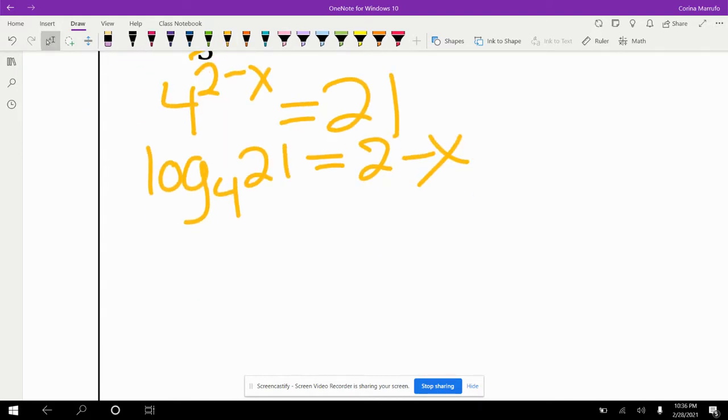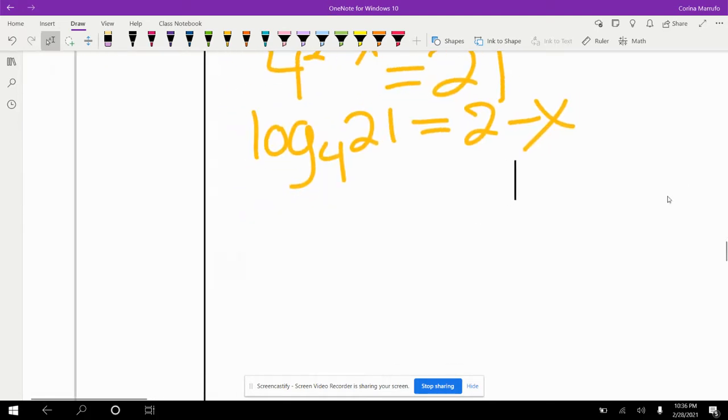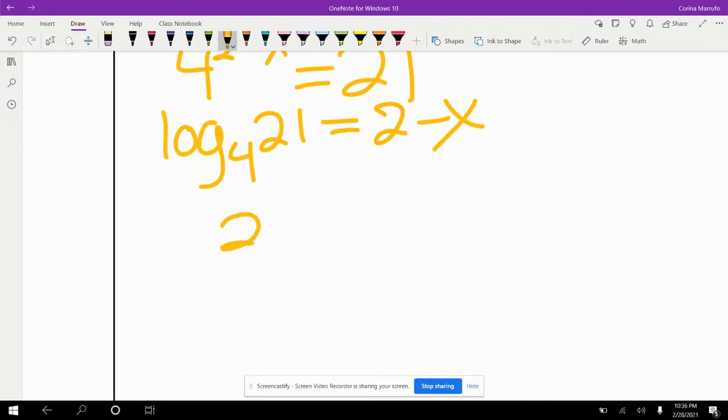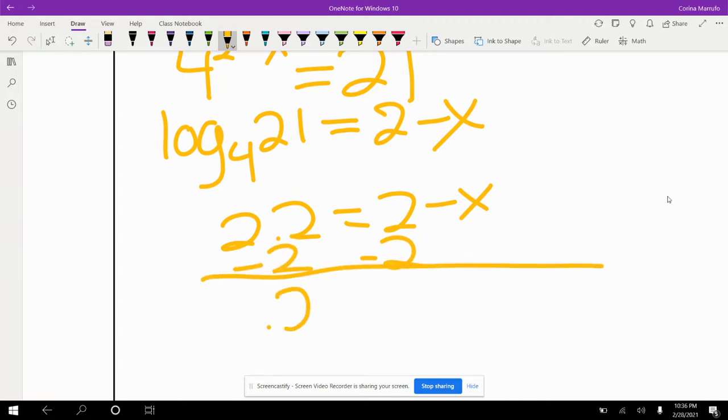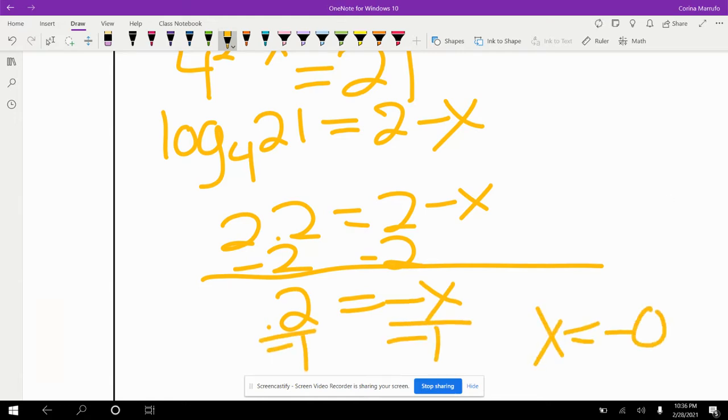Then I'm going to put that in my calculator. It gives me 2.2. So 2.2 equals 2 minus x. I'm going to get rid of this 2 by subtracting 2, and I get 0.2 equals negative x. Then to solve for x, we divide by negative 1, and we get x equals negative 0.2. And that's it. There's that one.